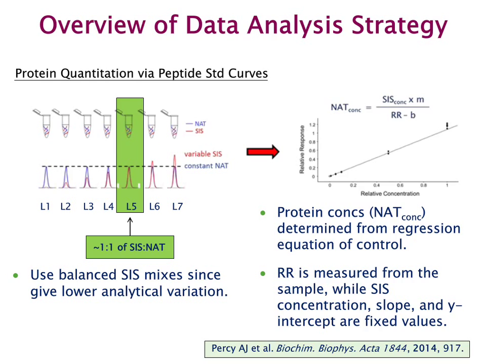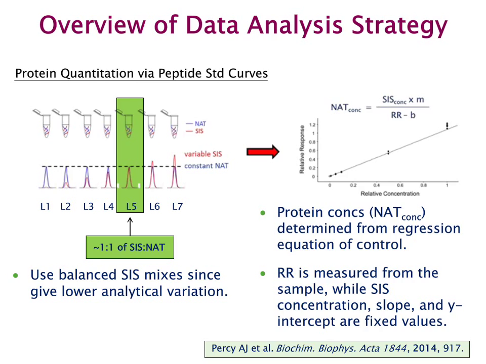The patient samples were, on the other hand, spiked with a constant cis concentration, and the relative response, cis divided by NAT, is plotted as a function of the relative concentration. The regression equation obtained from the standard curve is then used to determine the endogenous protein concentration.